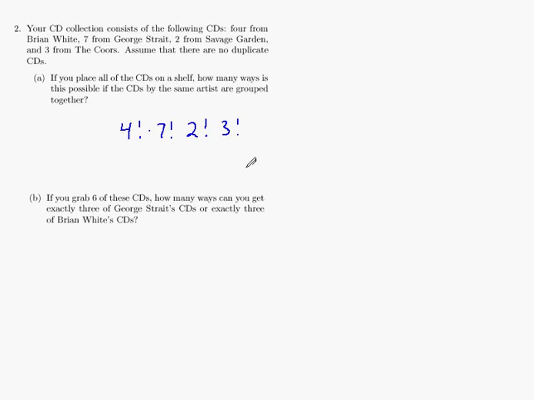Now that's placing those CDs on the shelf, but in this particular order. You have the Brian White, George, Savage Garden, and then the Coors all in that row. Now we want to consider shuffling up this order. In other words, moving the artists around. Since we have 4 different artists, we need to take this answer and multiply by 4 factorial.